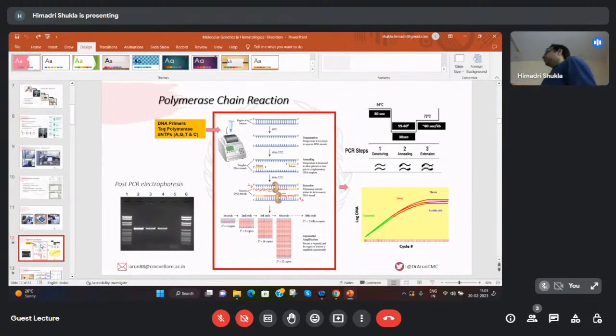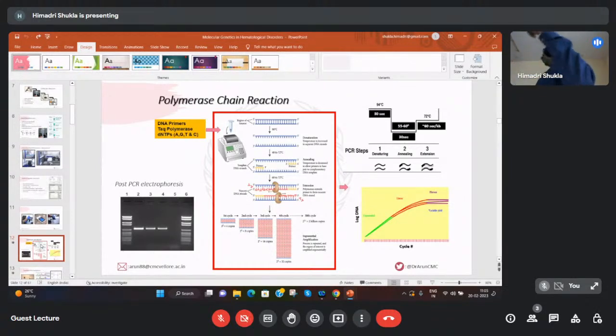And then you need the primers. The primers are nothing but what will initiate your amplification. Essentially you will have two primers, one forward and one reverse primer. Why? Because your DNA is double-stranded. So once you denature, you have two single strands running in opposite directions, one in 5' to 3', the other way around.